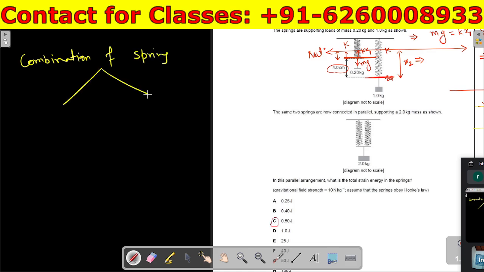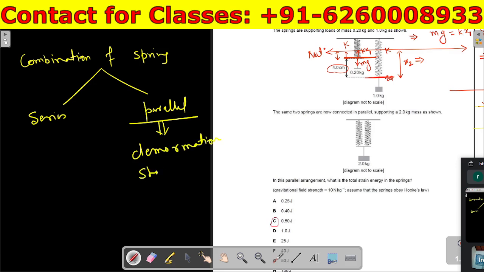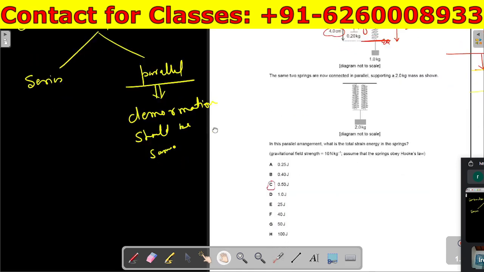Basically we have two types of combination. One is the series combination and another one is the parallel combination. The condition for parallel combination is that the deformation should be the same. Deformation should be the same, right? Let us take an example first for the parallel combination.